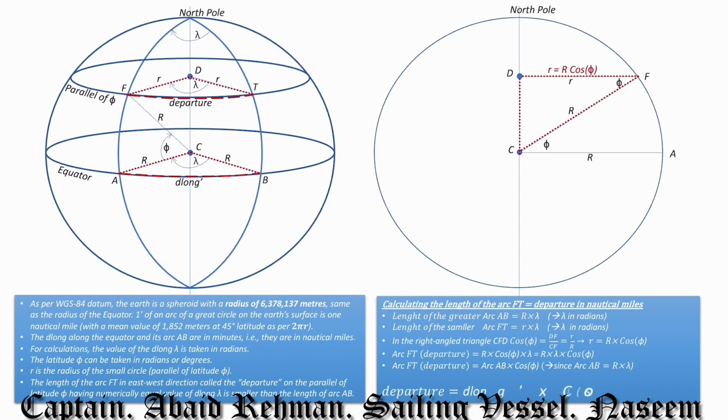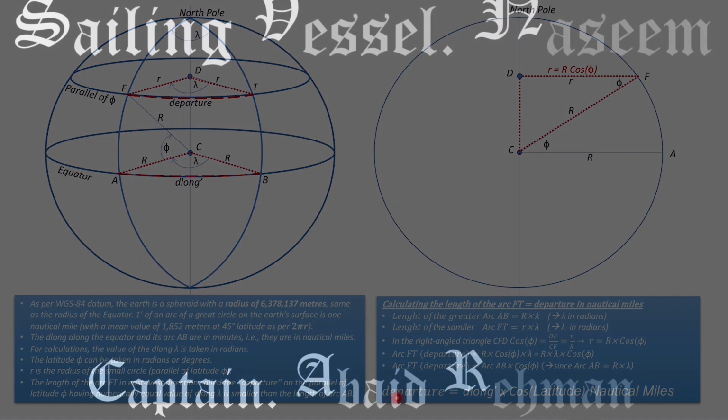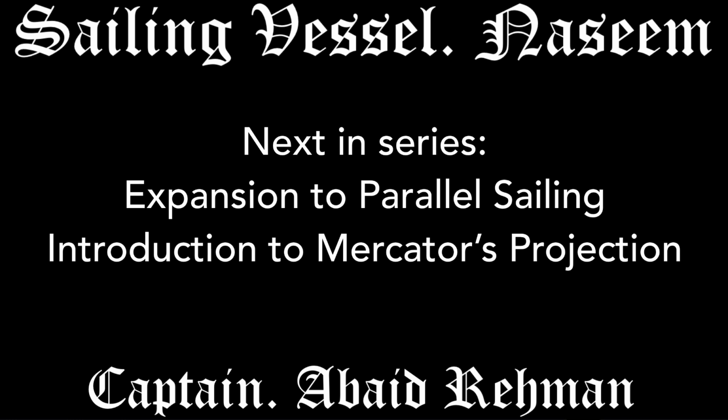Now we can put our expression in the right order. So our departure, which is arc FT, is equal to the d long, or the arc AB, in nautical miles times the cosine of phi, and phi is the latitude. So departure is equal to d long in nautical miles times the cos of the latitude. This simple formula was the core concept of Mercator's projection, and we will expand it in the next video to see more complex math of Mercator's projection.